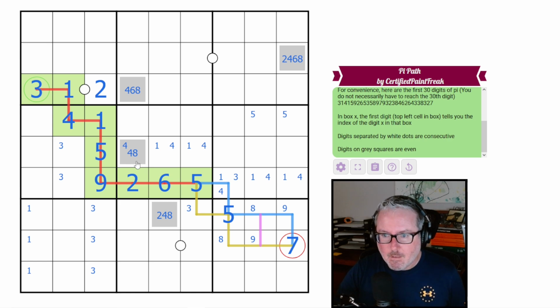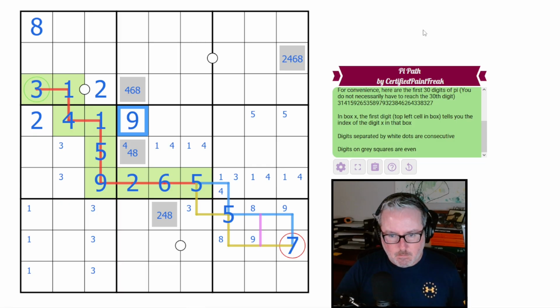This is an 8. 3, 4. This, no. This is a 2, because this is telling us where the 4 is. It's in the second position. This is the 5th, so this is a 9. 6, 7, 8, 9. So we don't, okay. There's some information we can work with now, hopefully.